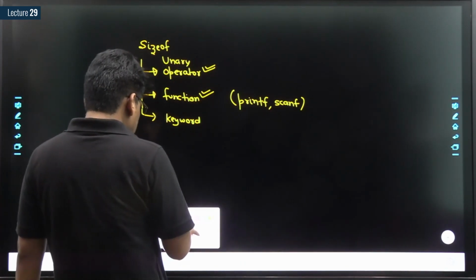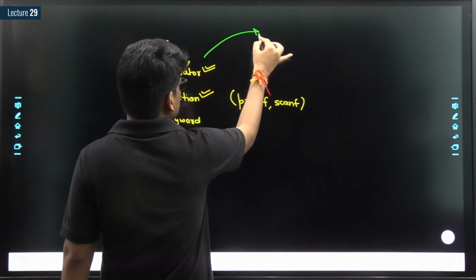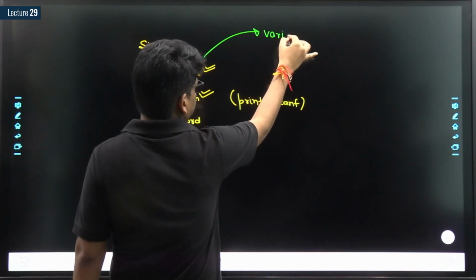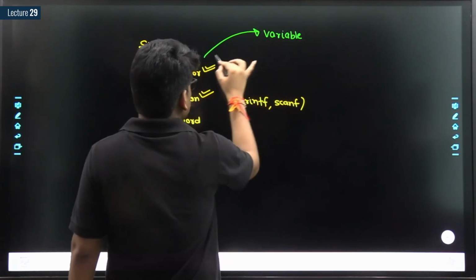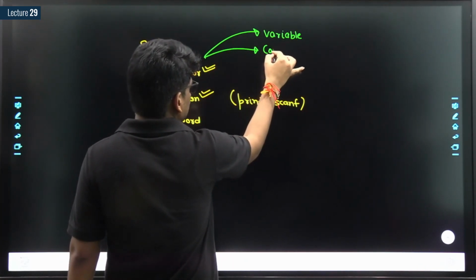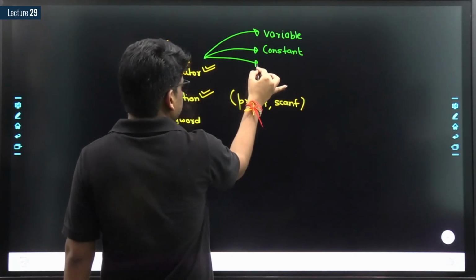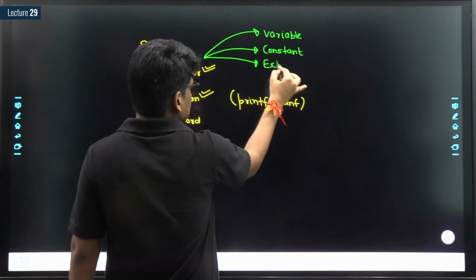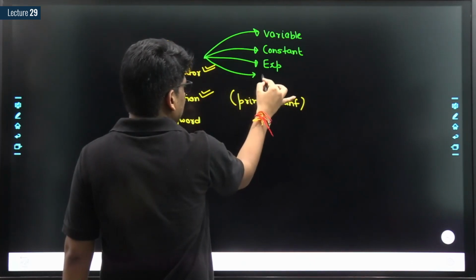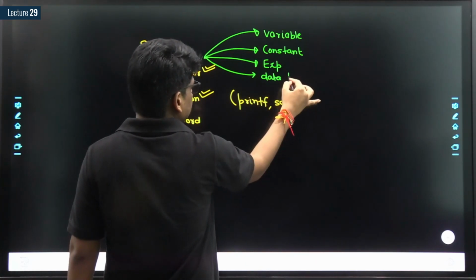Okay. Sir, it is a unary operator. Sir, what could be the possible input to sizeof? Sir, can we give it a variable? Yes. Sir, can we give it a constant? Yes. Sir, can we give it an expression? Of course, yes. Sir, can we give it a data type? Yes, sir.